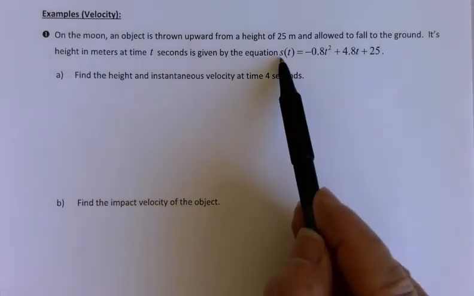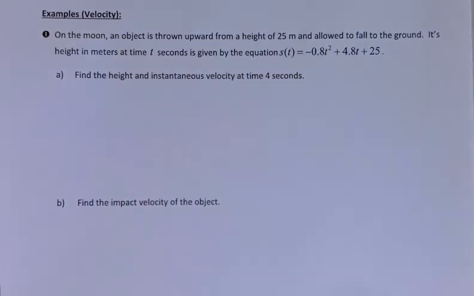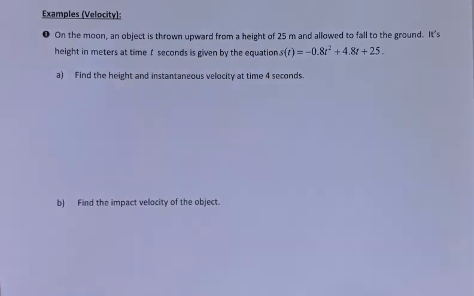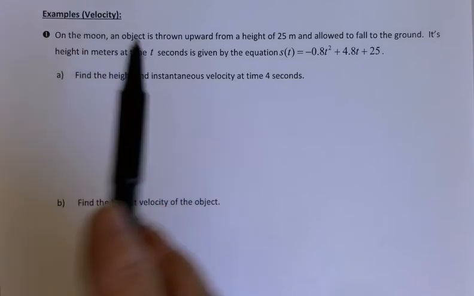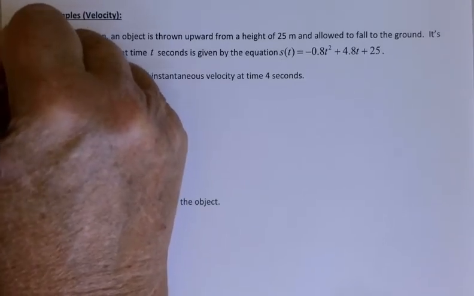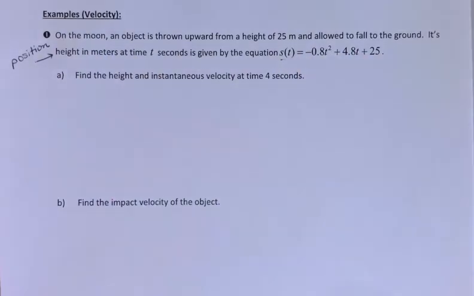So if we've got some function like this one, s of t, that tells us the location of an object. In this case, our object is thrown upward from a particular height and allowed to fall to the ground. The height, which is the position, where it's located, is given by this equation. The velocity will always be the derivative of the position equation.